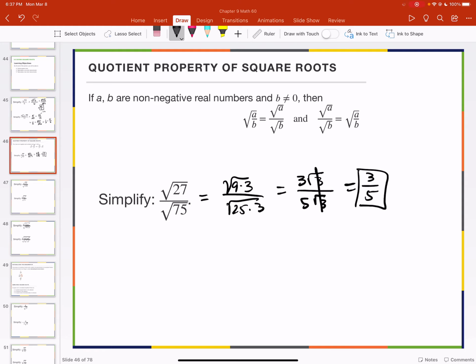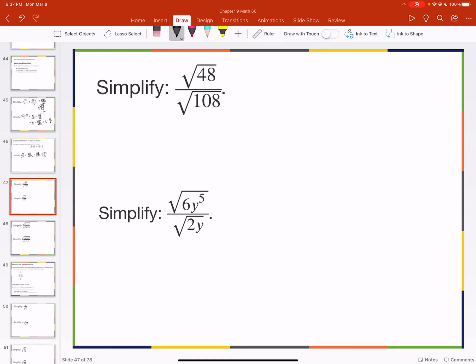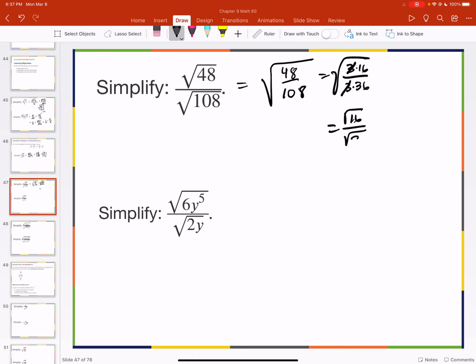Okay. What else? We have here the square root of 48 over 108. If we use it the other way, you could rewrite this as, don't forget your square root, 3 times 16 over 3 times 36. So that cancels the 3's out. And then that's square root of 16 over square root of 36, which just becomes 4/9. So you can go this way, or you could have just simplified it and canceled out what was in common.